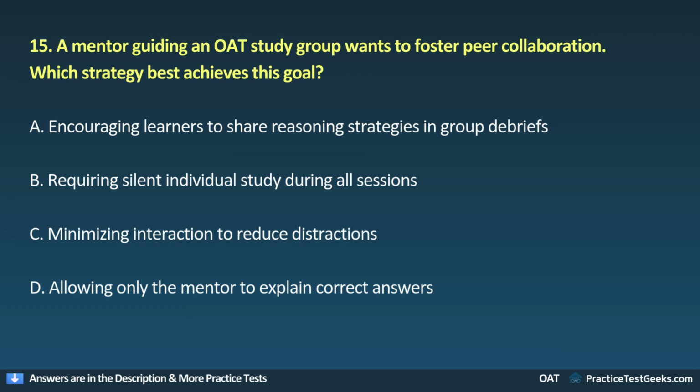15. A mentor guiding an OAT study group wants to foster peer collaboration. Which strategy best achieves this goal? A. Encouraging learners to share reasoning strategies in group debriefs. B. Requiring silent individual study during all sessions. C. Minimizing interaction to reduce distractions. D. Allowing only the mentor to explain correct answers.